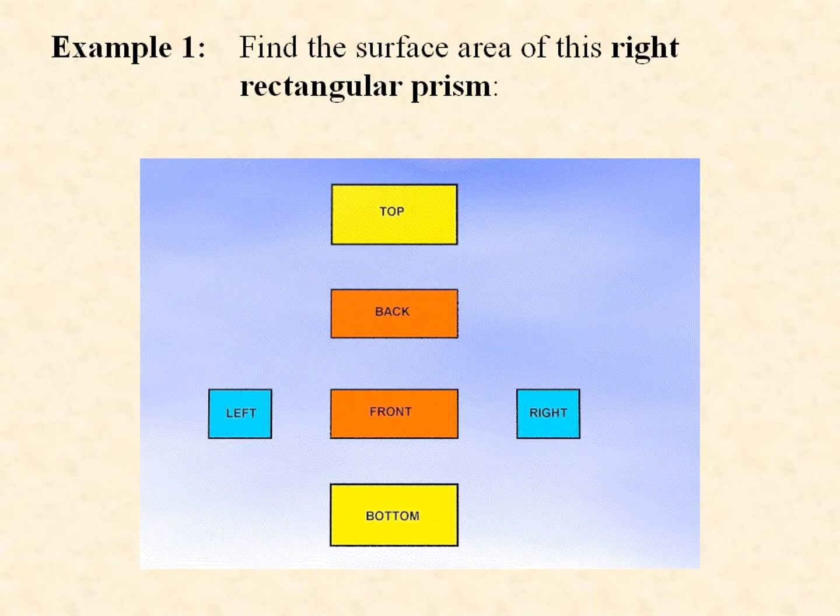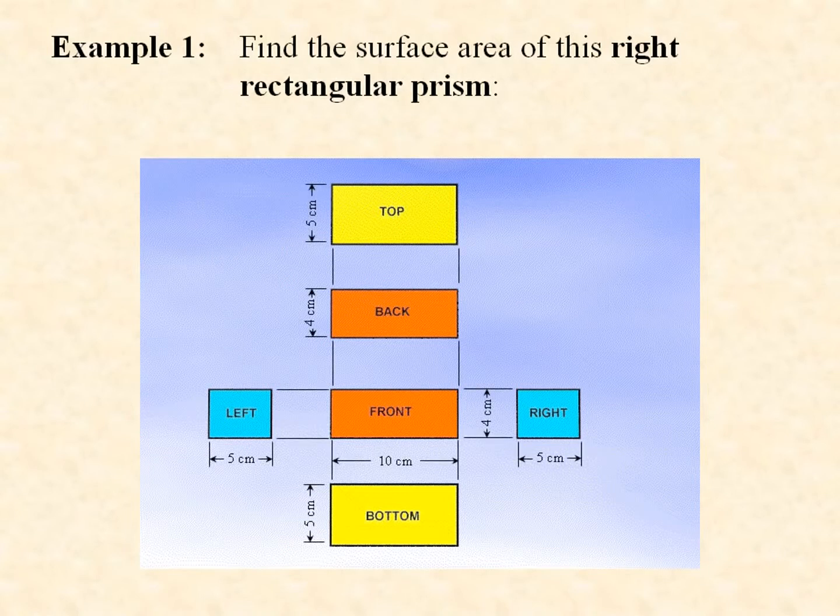Now you can see the 6 surfaces that we have to find the surface area of. Let's put our dimensions back. The top, back, front, and bottom are each 10 centimeters wide. The top and bottom are 5 centimeters tall, and the front and back are 4 centimeters tall. The left and right are 5 centimeters wide and 4 centimeters tall. So now we can find the areas of each of these 6 faces.